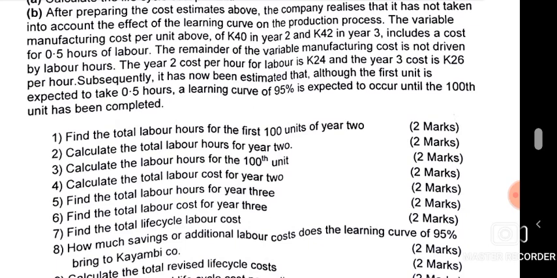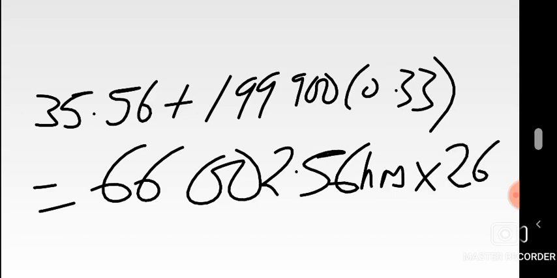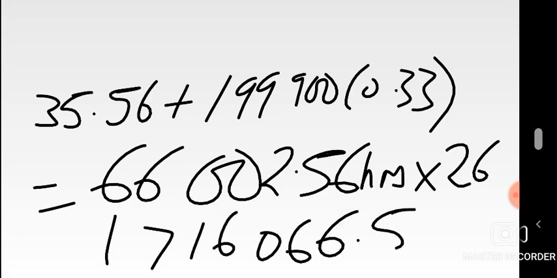26 kwacha. That's the one I'm going to apply here, 26 kwacha on that same labor hours that you've just found. I did not even erase my hours, so these are the hours. Just multiply them by 26. I'm ending up with 1,716,066.56 kwacha total labor cost for year 3. That's how you also answer that one.